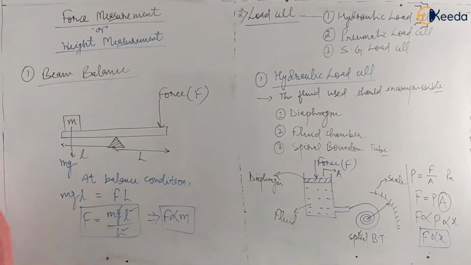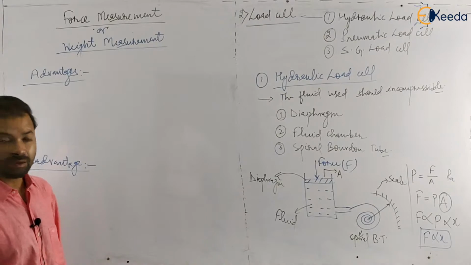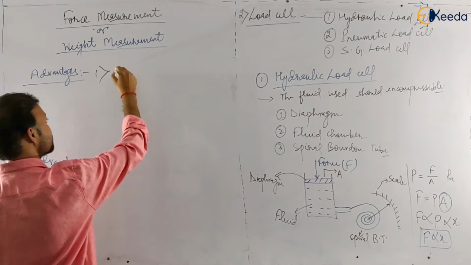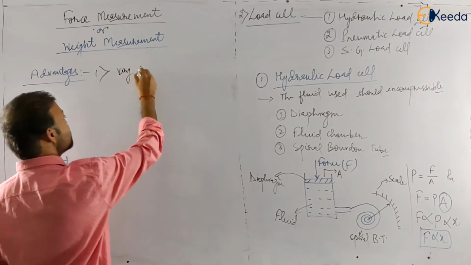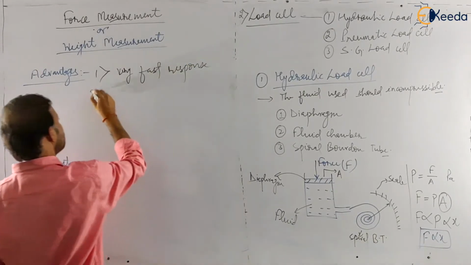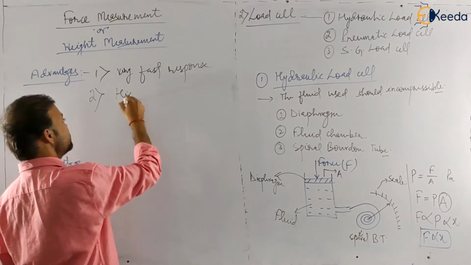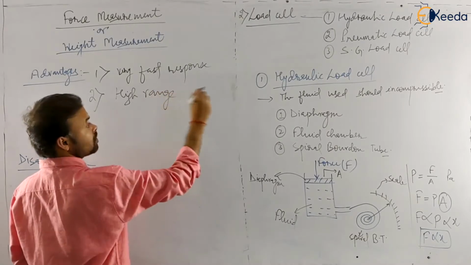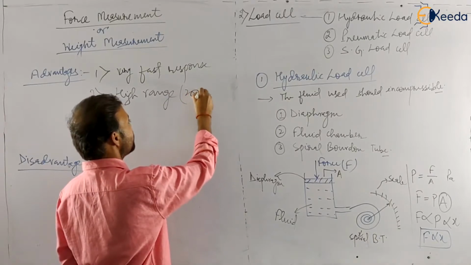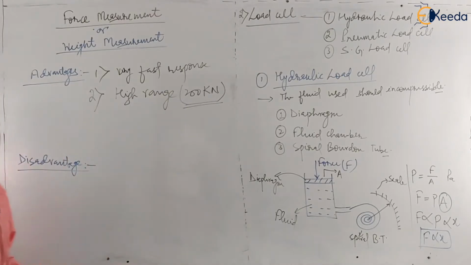Okay. Now let us talk about the advantages and disadvantages of the hydraulic load cell. The hydraulic load cell has a very fast response, and it has a high range. It can measure force up to 200 kilonewton.